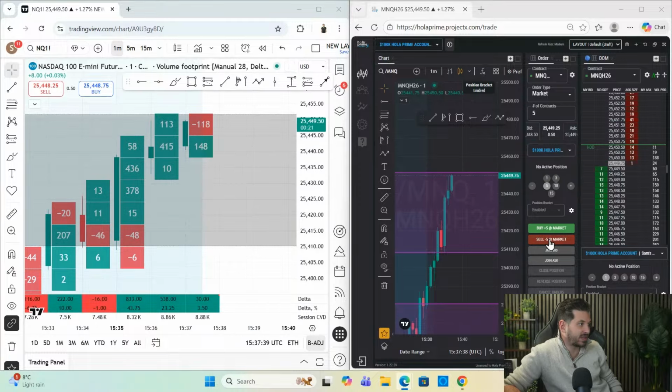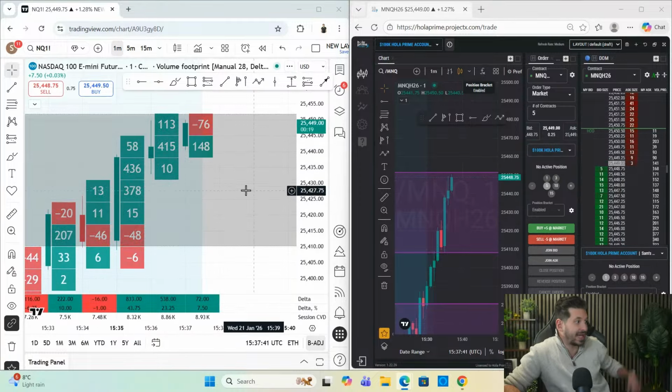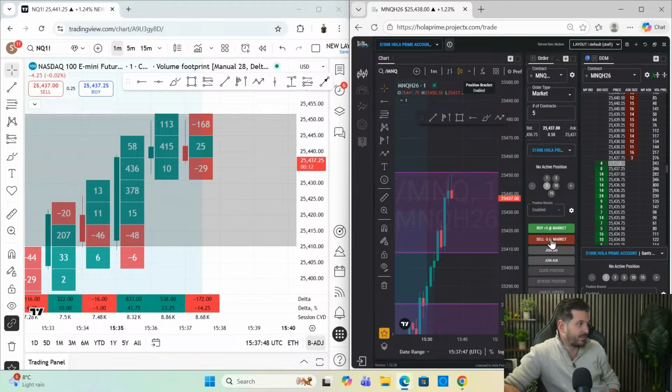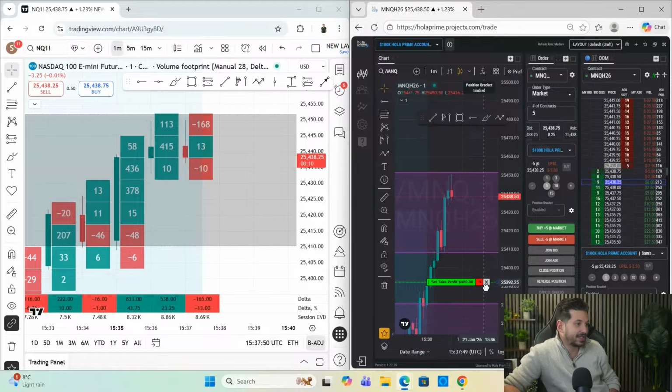I actually want to see the sell. I don't just want to see red numbers. I want to see the actual candle move down a bit, because otherwise that just means buyers are happy to buy up. All right, we moved down a bit. I'm going to enter again.